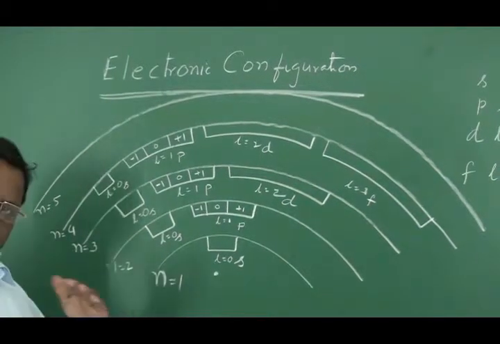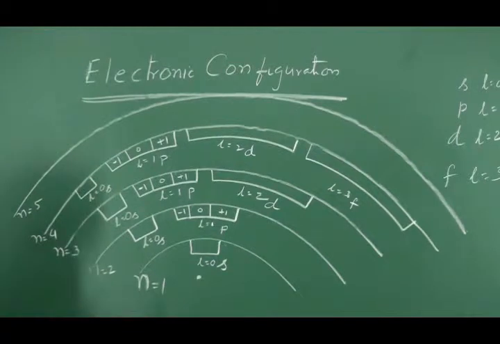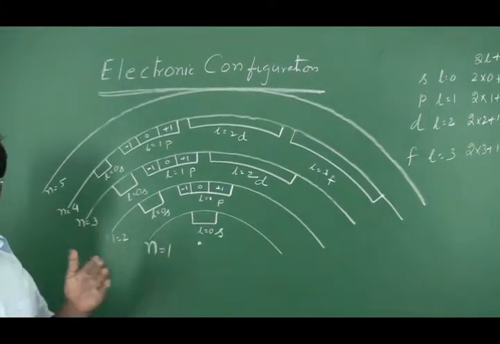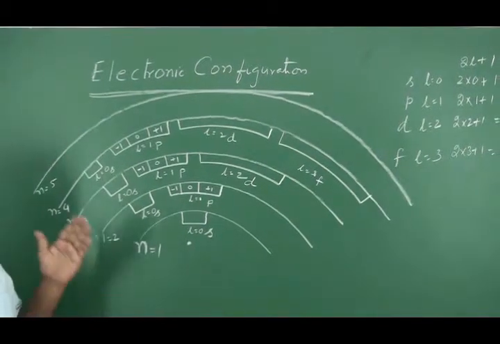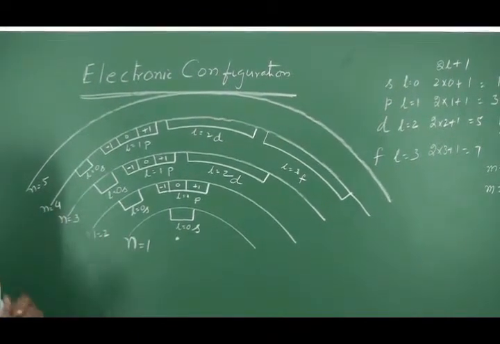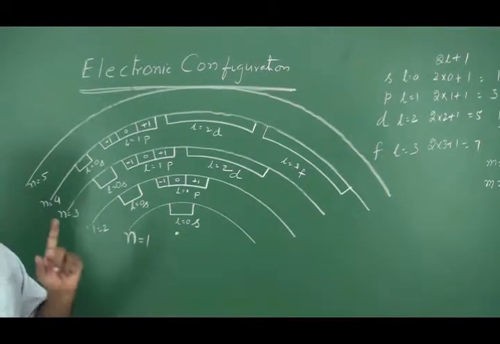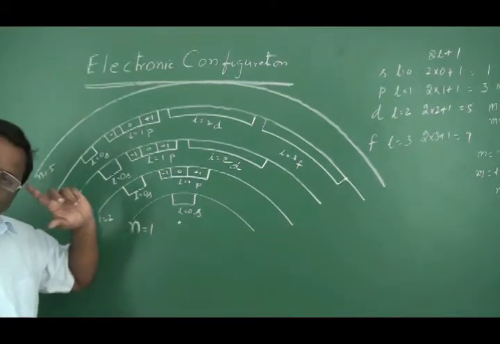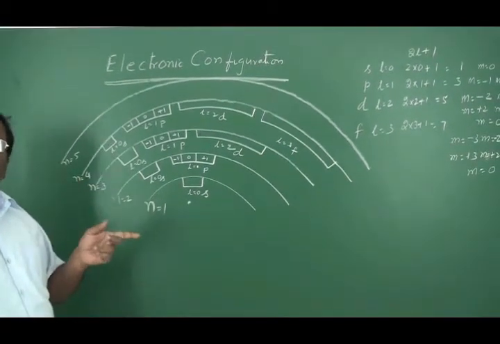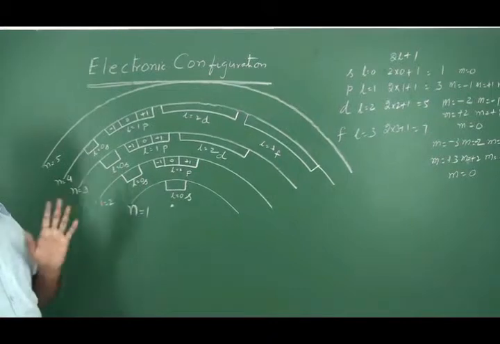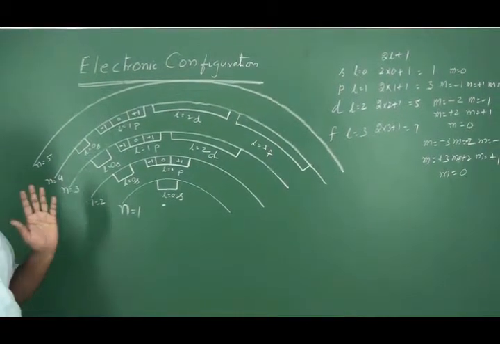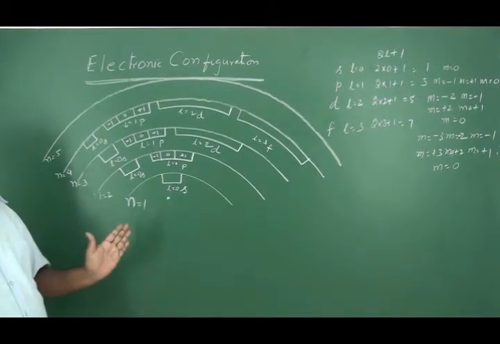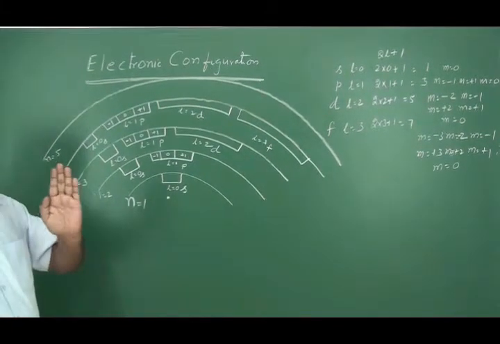So the 2p orbital, whether it is 3p orbital, or 4p or 5p or 6p, whatever the n value it may be, all p sub-energy levels will have 3 orbitals, and their M values are minus 1, plus 1 and 0. M values are from minus L to plus L, including 0.